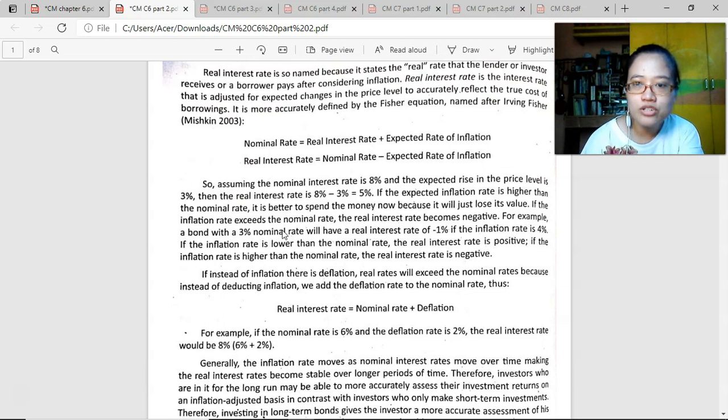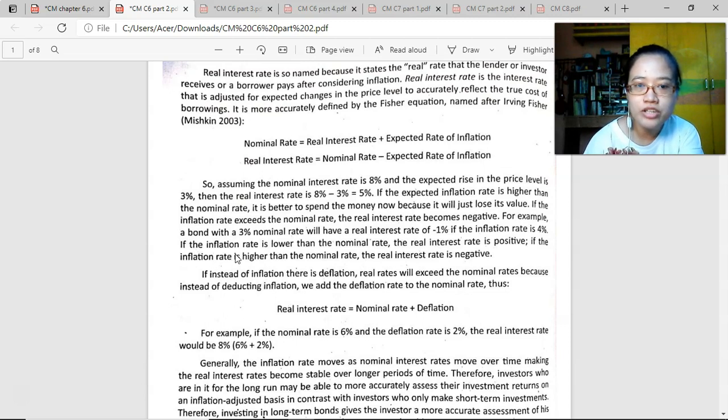If the expected inflation rate is higher than the nominal rate, it is better to spend the money now because it will just lose its value. If the inflation rate exceeds the nominal rate, sayang, the real interest rate becomes negative. Ibig sabihin, mas maganda kung ikaw na lang yung gumastos ng pera kaysa pinahiram mo pa sa ibang tao. Okay? So, for example, a bond with a 3% nominal rate will have a real interest rate of -1% if the inflation rate is 4%.